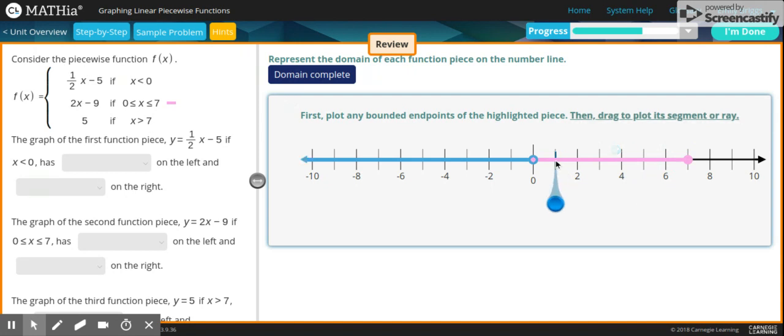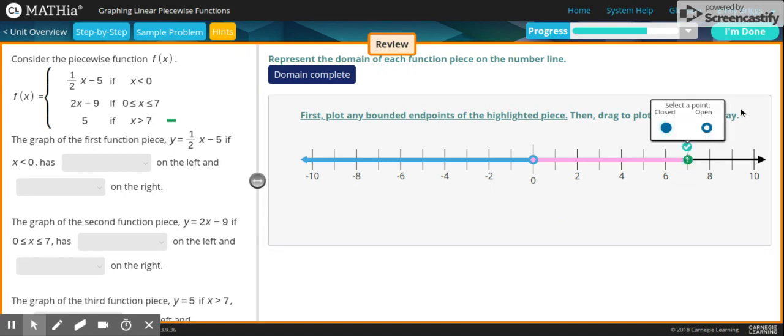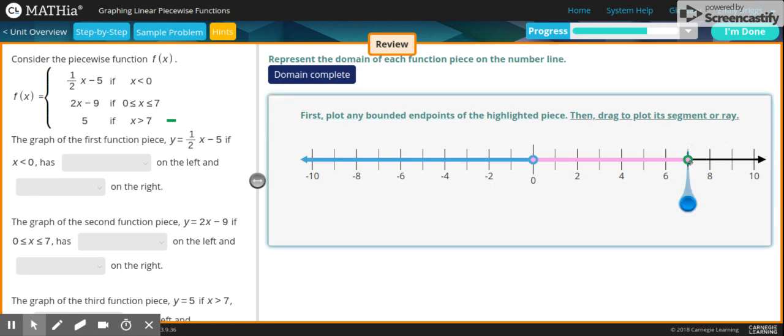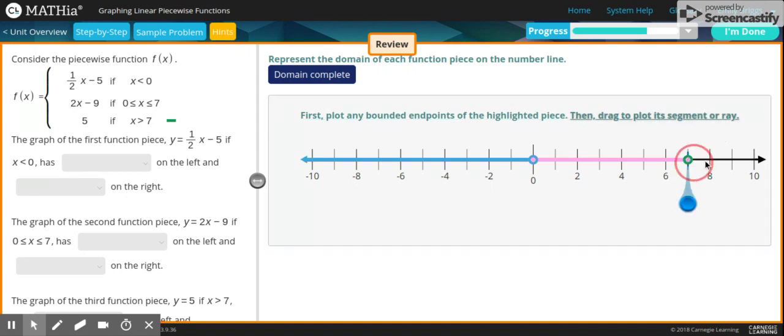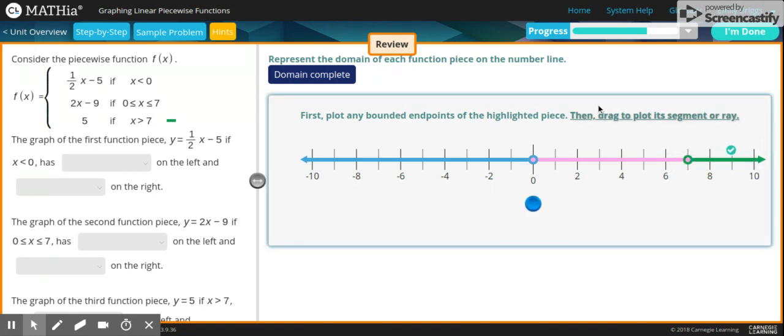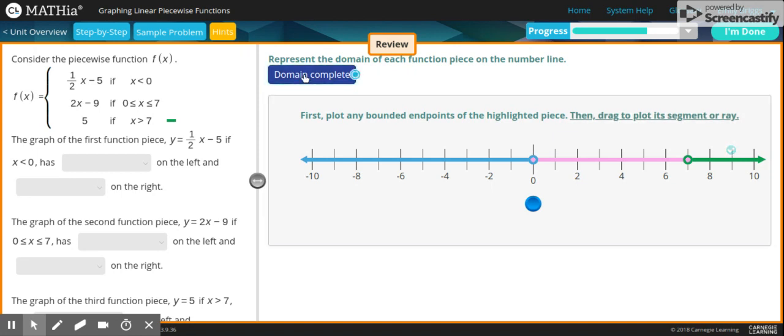Because anytime it is between two numbers, it's in between these, and anytime it's just one number, it's either to the left or the right of that point. And then you click domain complete. Then the final equation is x is greater than 7, so we click on 7, and it doesn't have a line underneath it, so that means it's an open point. And then we click on this and we drag to the end because it's greater than, so it goes to the right. And then you can click domain complete.